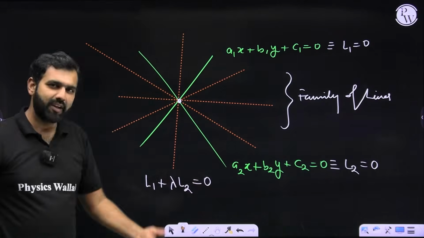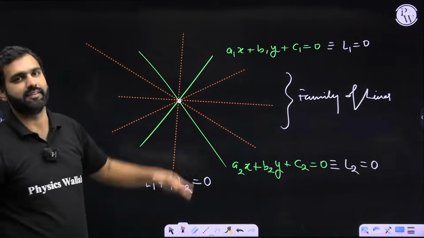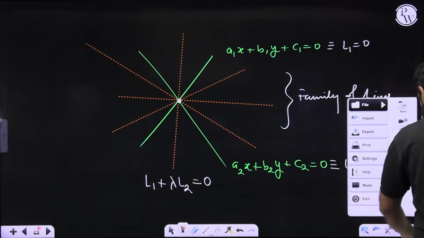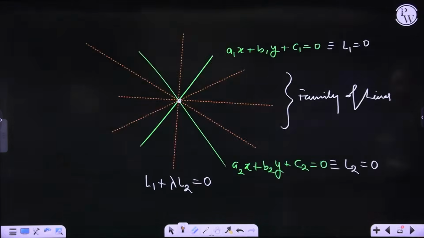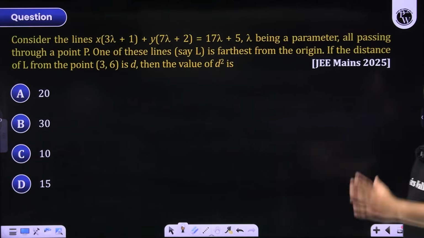Now you keep trying different values of lambda. For different values of lambda, you'll keep getting different lines. That's what I'm trying to say when I'm saying that it represents a family of straight lines. That is exactly what is written over here. Now, what conclusions can be drawn based on that? That is exactly what I'll explain through a question.